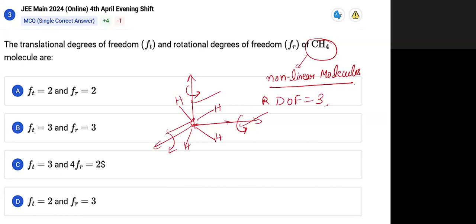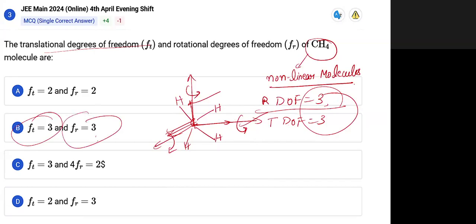Translation तो ये कर ही सकता है, x के along भी, y के along भी, z के along. So translational degree of freedom is also 3. So total degree of freedom here will be 6. The translational degree of freedom represented by Ft is 3, and rotational will also be 3. So option B is the correct answer.